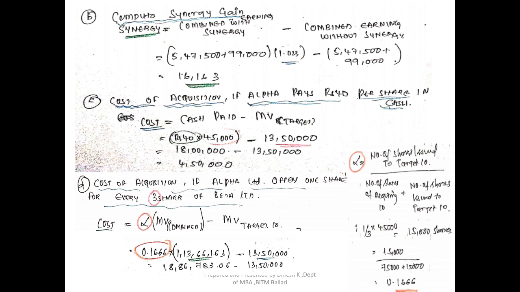So substitute the value of alpha, 0.166, multiplied by the market value of the combined entity, minus the market value of the target firm. You will get the value of the cost of the merger. Just calculate the value and you will get the cost of a merger through the exchange of shares. Fine. So this is the solution for question number 15.